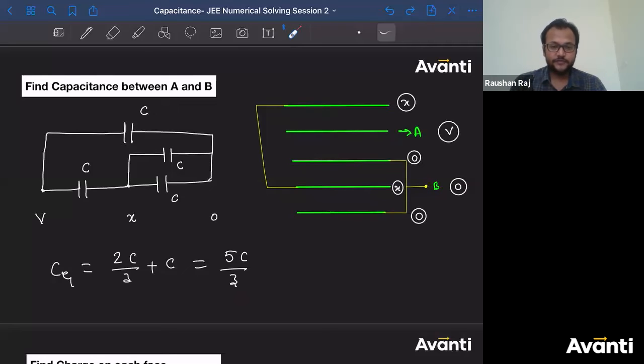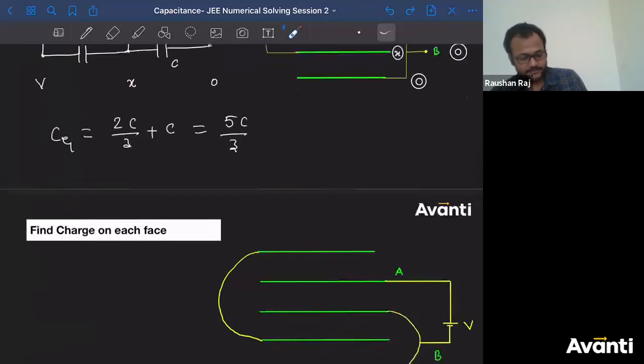ठीक है? So for C equivalent for capacitors in series, जो हमारा मिलेगा आपको C equivalent वो वैल्यू सीरीज में ऐड नहीं होगा, रेसिप्रोकल ऐड होगा. ठीक है? तो ये गलती प्लीज मत करना. प्लीज फॉलो दिस. ओके? ऑल राइट.